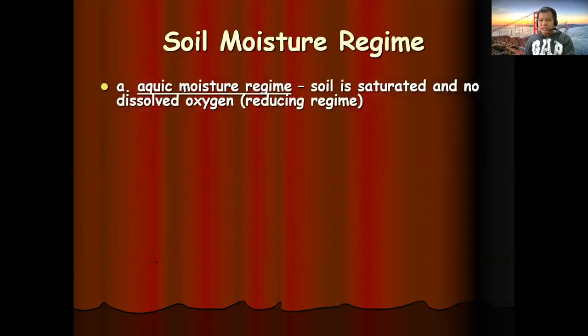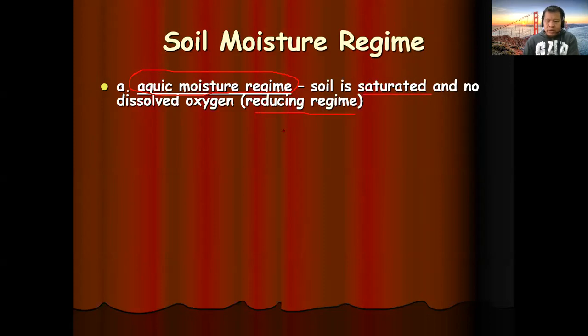So what are those different soil moisture regimes? So we have the aquic moisture regime. The word aquic or aqua, we're talking about water. So what is this? Aquic moisture regime, soil is saturated. The pore space of the soils has been completely filled up with water. So I mean to say the soil is saturated and has no dissolved oxygen. This is the reducing regime, meaning to say no oxygen.